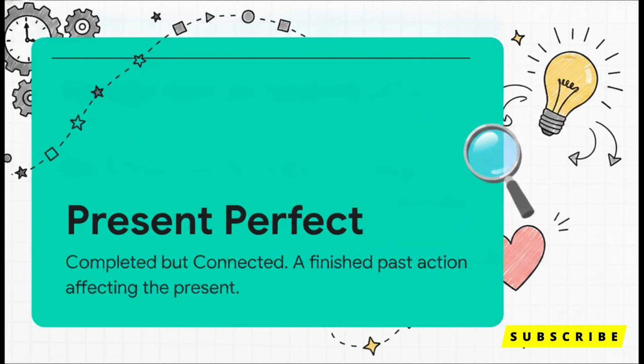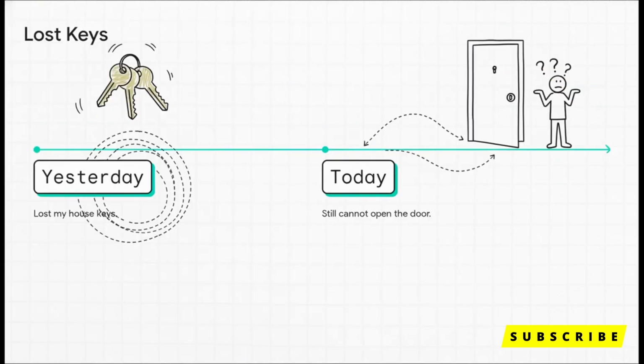We use this when an action finished at some point in the past, but, and this is key, the result of that action is directly affecting your life right now. It's literally the bridge between the past and the present. This timeline brilliantly illustrates the concept.